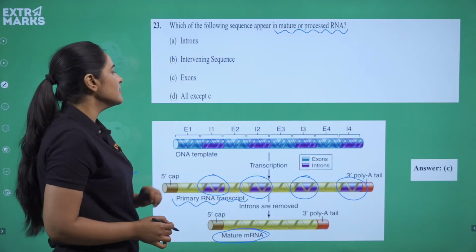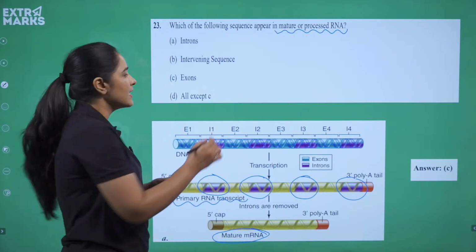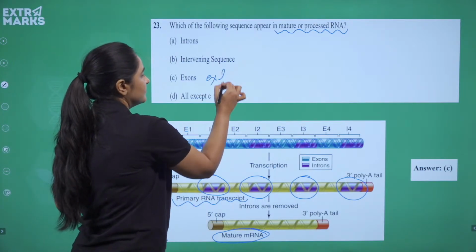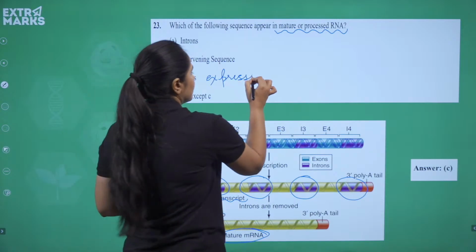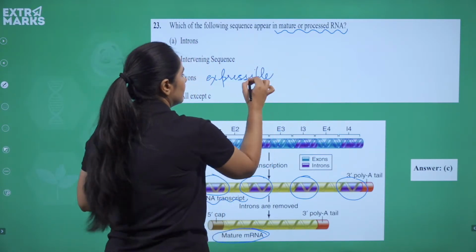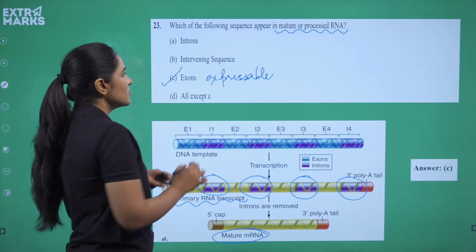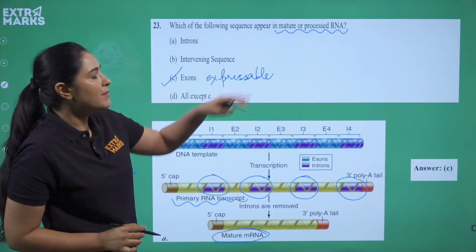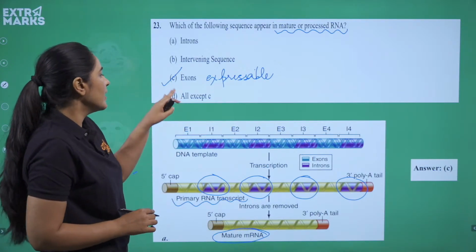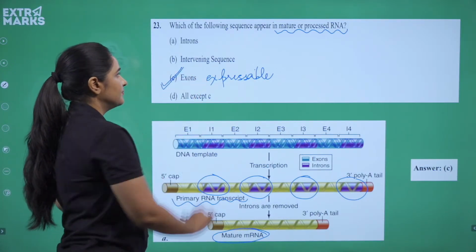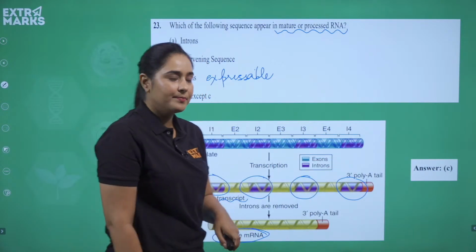And exons, obviously we are having the exons, they are the expressible part of the strand. So we are having this in. So which of the following sequence appear in mature or processed RNA? We are having exons here. So answer is C.